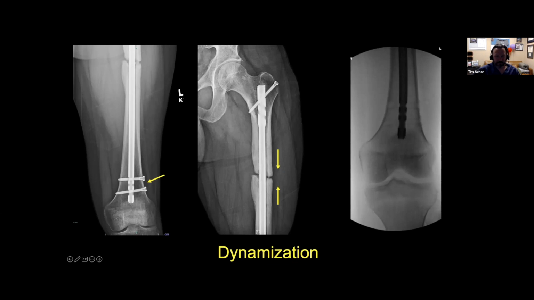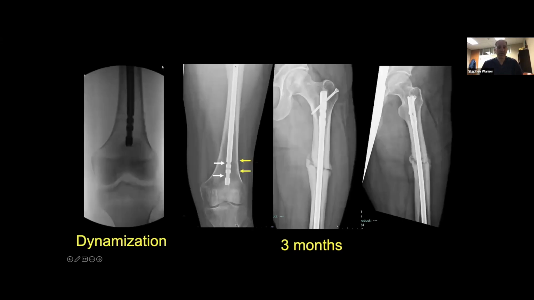And so we did a dynamization, as you all know, where you remove the interlocking screws, and that changes the mechanics of the fracture. The goal being that hopefully the change in the mechanics of that fracture would also change the biological stimulus around the non-union. And so here he is, you can see him follow-up in 3 months. And what you can see in that distal femur X-ray is that he compressed about 4 millimeters or so, comparing where the interlocks were with where the nail is now.